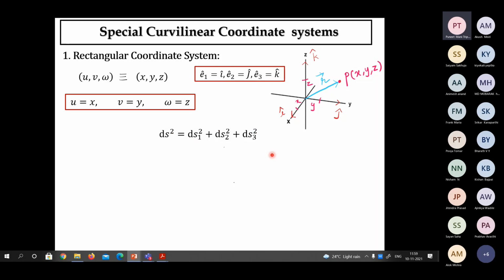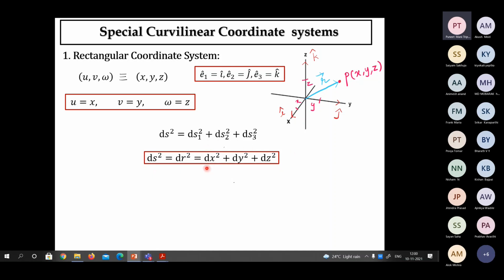This is our generalized system. Already in our previous slides on curvilinear systems, we know that for a general system, ds square must be equal to ds1 square plus ds2 square plus ds3 square. In our case, what is this s? s is nothing but this position vector. So in such a case, ds square becomes dr square for this rectangular coordinate system.